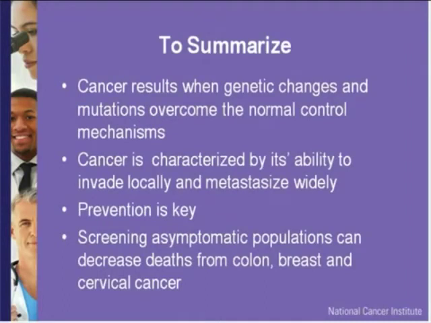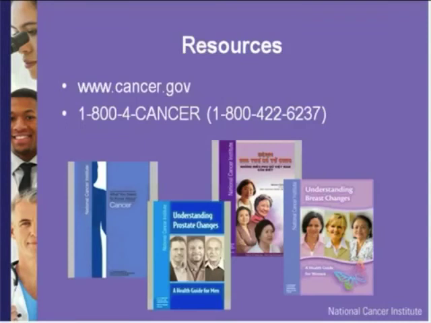So to summarize, we're really at the end of our content, and so let's just take a quick look back at what we've talked about today and leave you with some take-home thoughts. So basically, number 1, cancer results when genetic changes and mutations overcome the normal control mechanisms. Cancer is characterized by its ability to invade locally and metastasize widely. Prevention is key. Screening asymptomatic populations can decrease deaths from colon cancer, breast cancer, and cervical cancer.